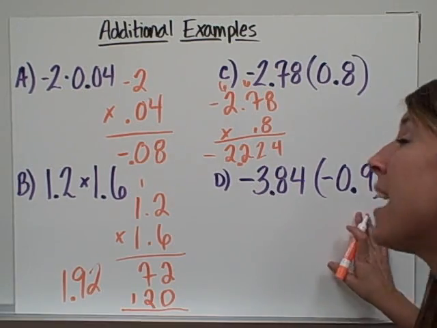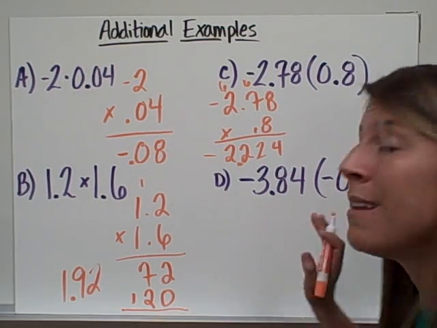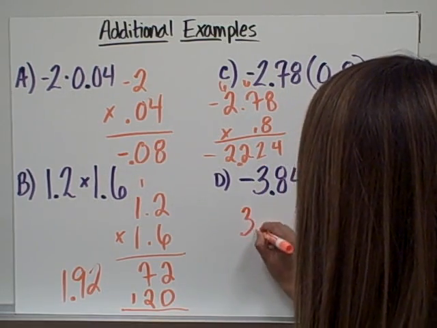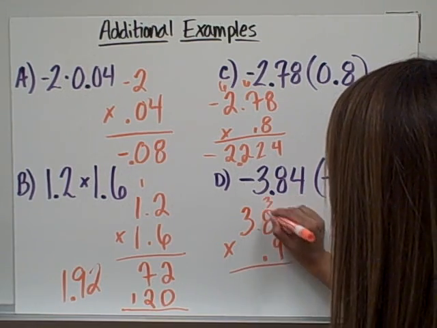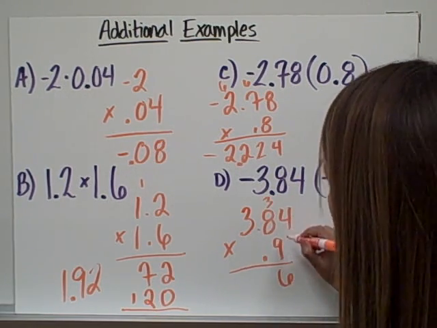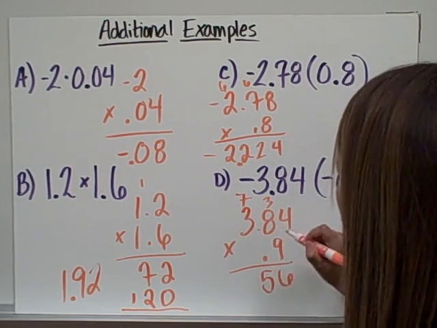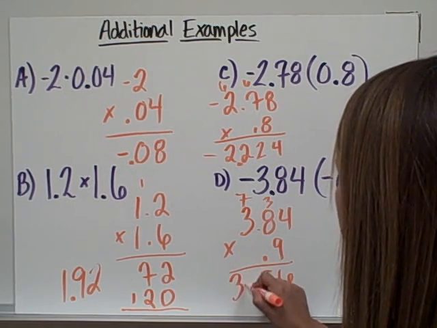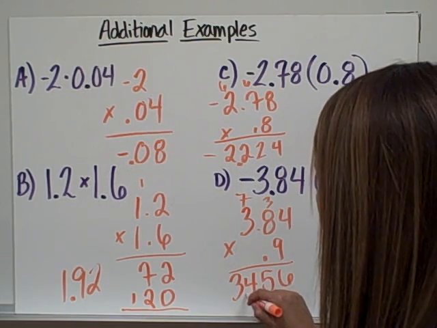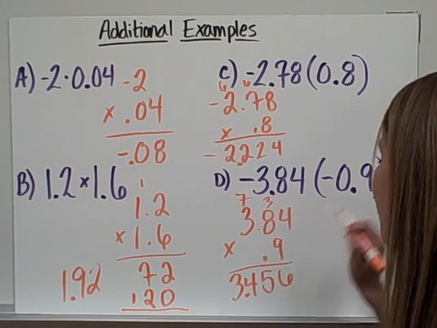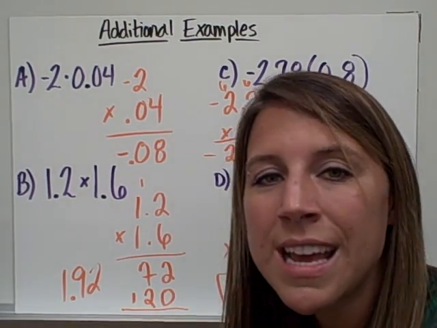Lastly, I have a negative times a negative, so I don't have to worry about the sign because I know my answer is going to be positive. Signs are the same, answer is positive. So I have 3 and 84 hundredths times 9 tenths. 9 times 4 is 36. 9 times 8 is 72, plus 3 is 75. 9 times 3 is 27, plus 7 is 34. There are 3 decimal places, so I can put 3 decimal places in my product. Remember, a negative times a negative is a positive, so 3 and 456 thousandths is my product.